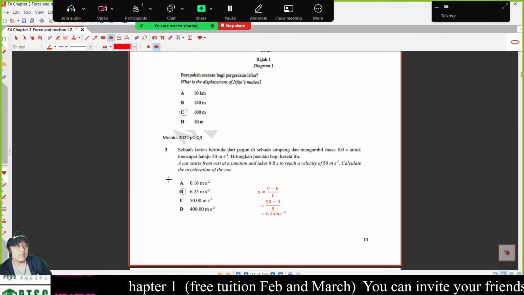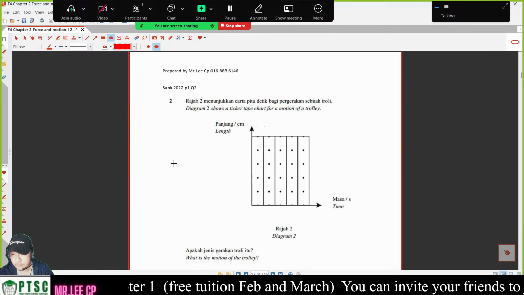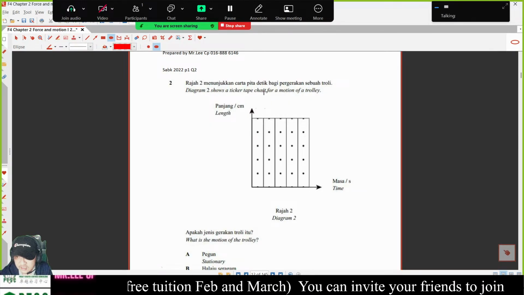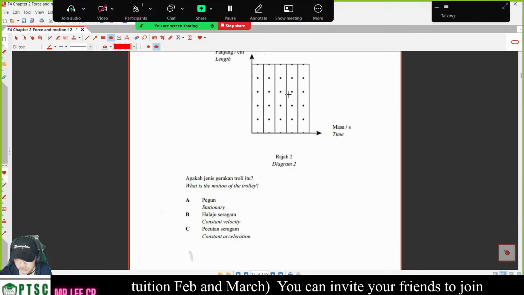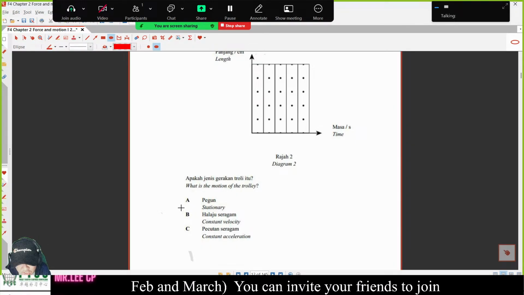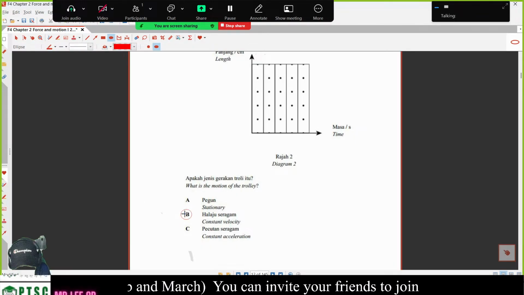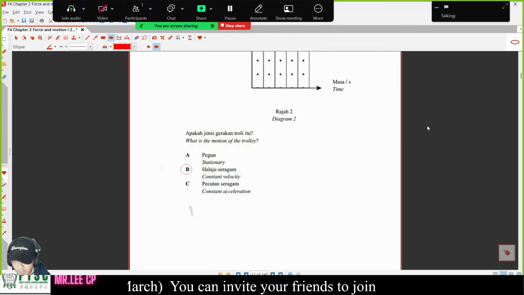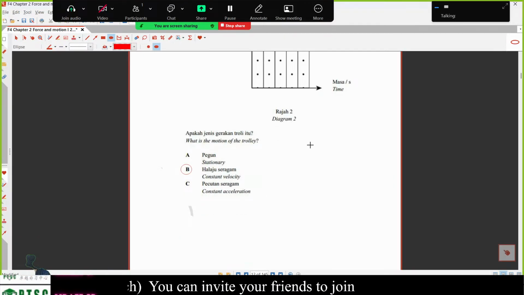All right. So, diagram 2 shows a ticker tape chart for the motion of the trolley. So this one goes the same. So we call it constant velocity. Okay, constant velocity. Go up, acceleration. Go down, deceleration.